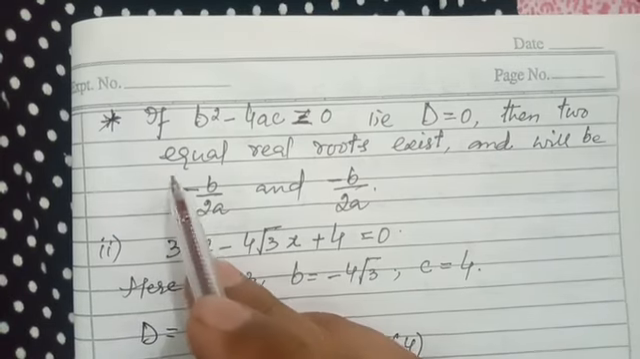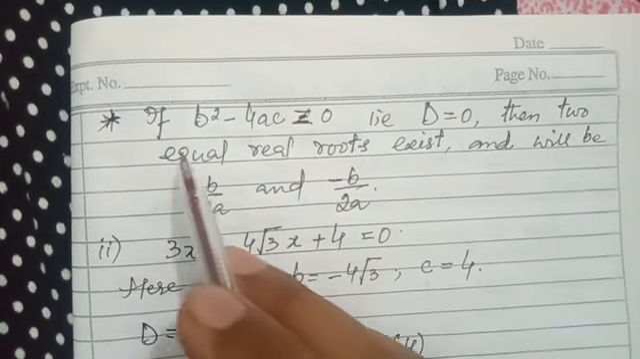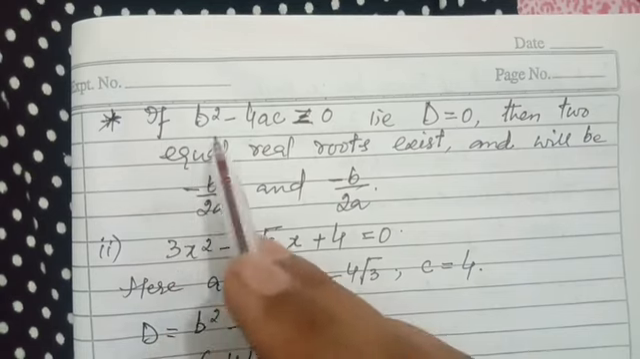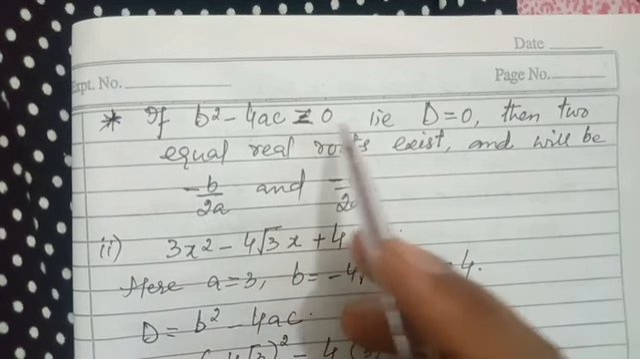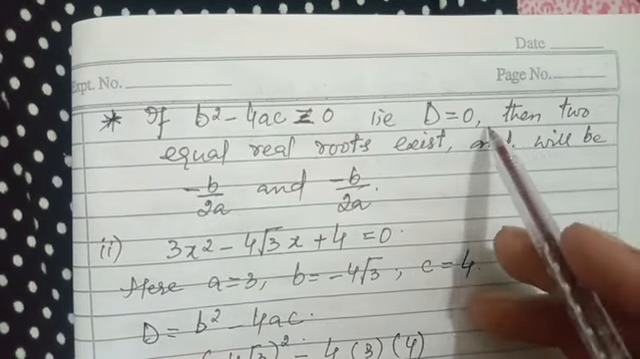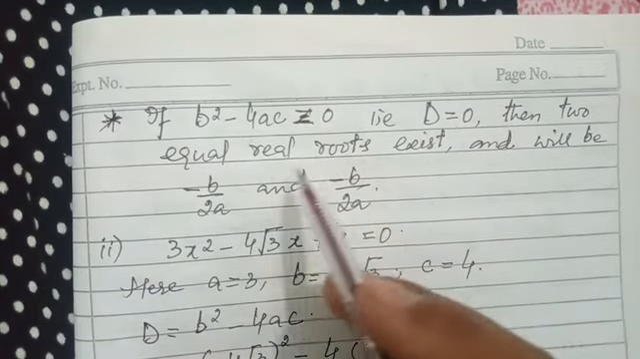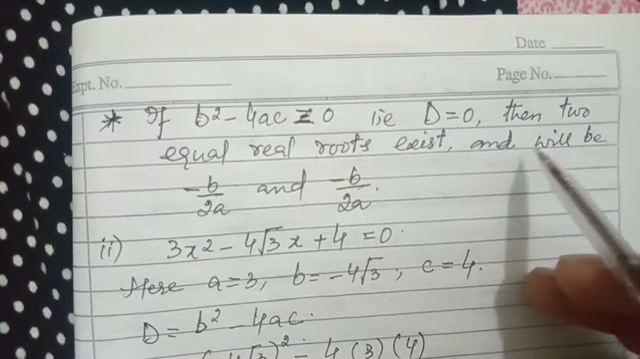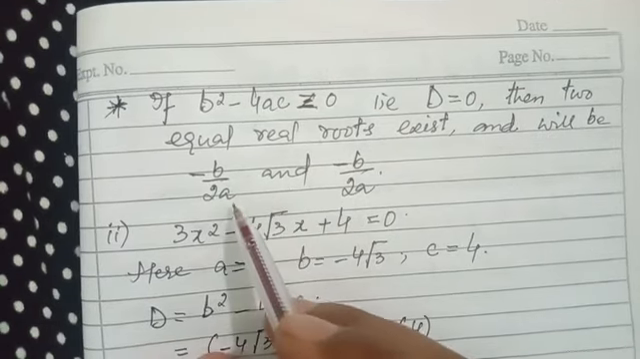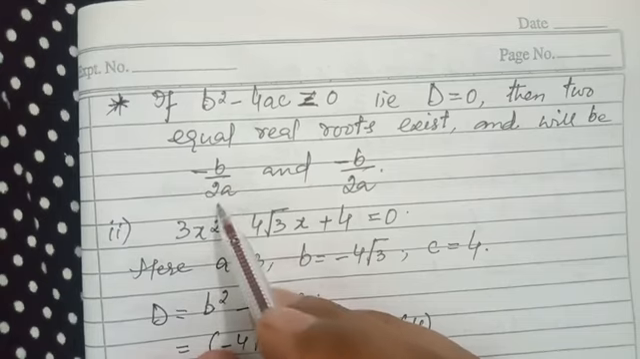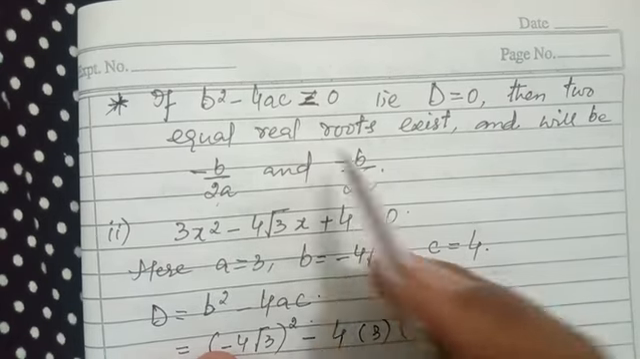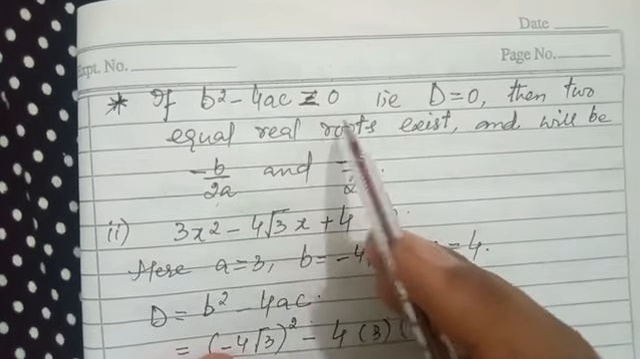Now understand here, before starting the second part, understand here first thing, if b square minus 4ac is equal to 0, that's discriminant is 0, that time two equal real roots exist. The equation will have two equal real roots, and the two real roots will be minus b by 2a, minus b by 2a. This is when the discriminant is 0.